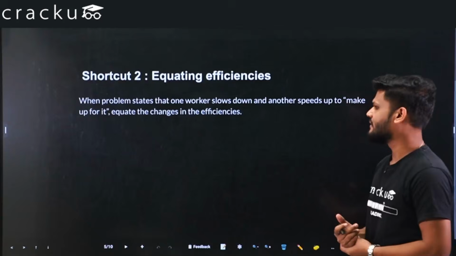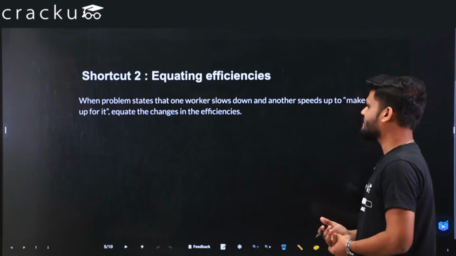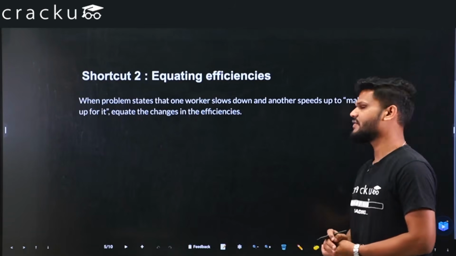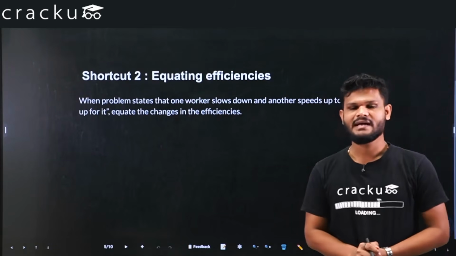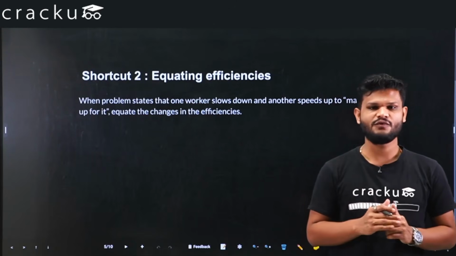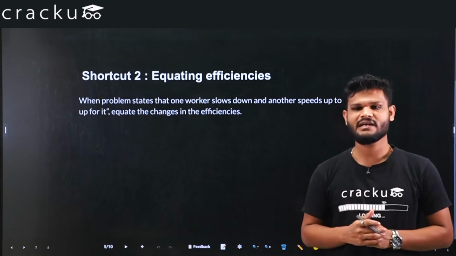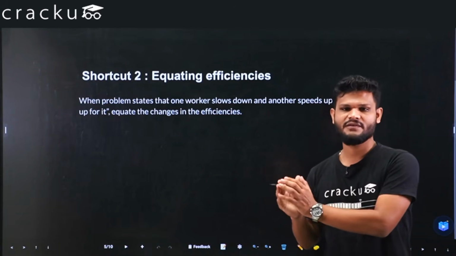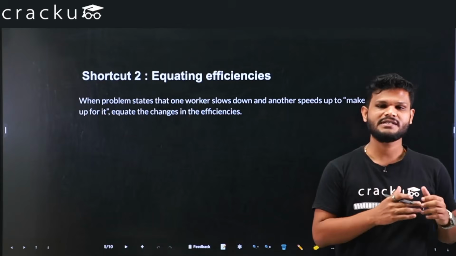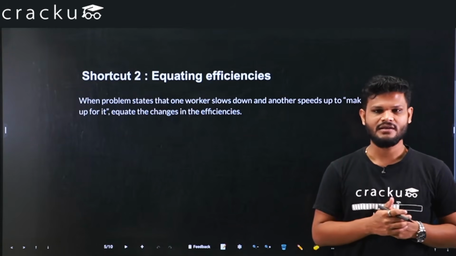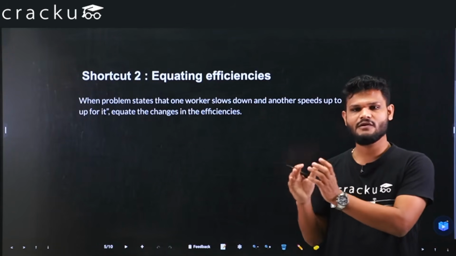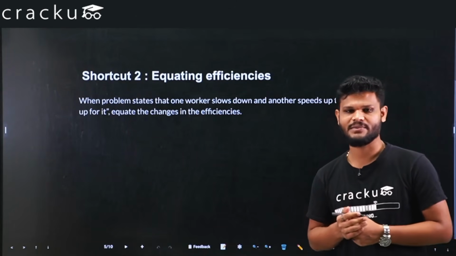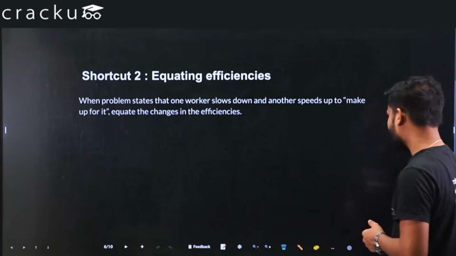Now let's look at this one. It says when a problem states that one worker slows down and another speeds up to make up for it, equate the changes in the efficiency. For example, some person is working at his full efficiency and another person is working at 50% efficiency. So to cover up that remaining 50% efficiency of that person, this person is working 20% more efficiently. So 20% of this person will be equal to 50% of the other person. This is how we will equate instead of solving it algebraically. Let us go forward and see.